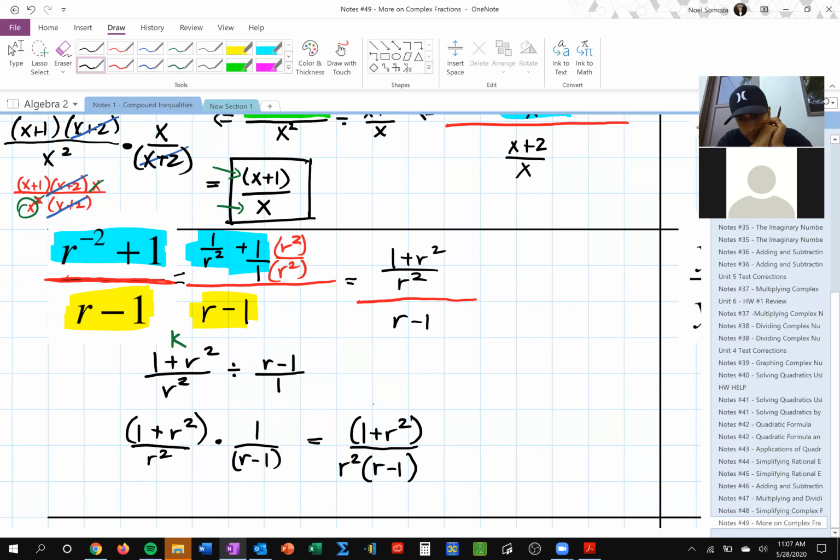Any questions so far? Let's see. If you did put the r squared in the denominator, would it still be possible to solve it? Or if it's not, could you explain why not?